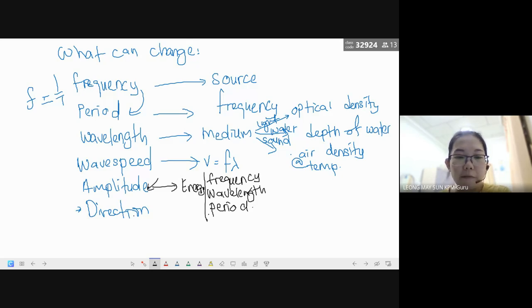Okay, and finally direction. This one depends, like if there's an obstacle or something blocking it, then the wave will definitely change. All right, so these are the things that you have to take note of when you do analysis on questions regarding waves. All right, so I'm going to start with the explanation for reflection of wave.